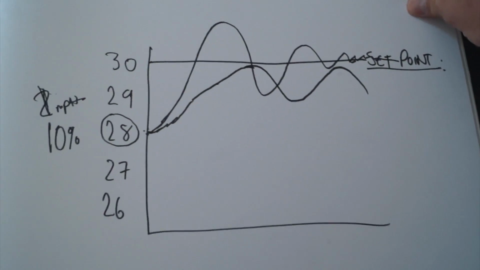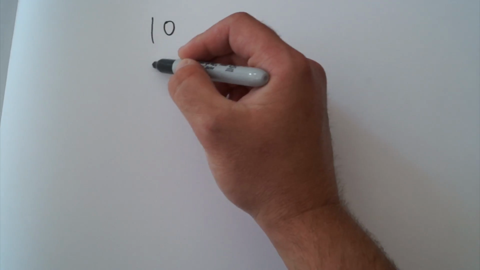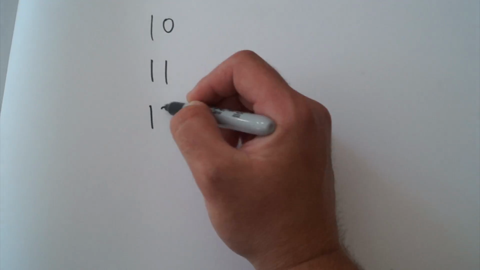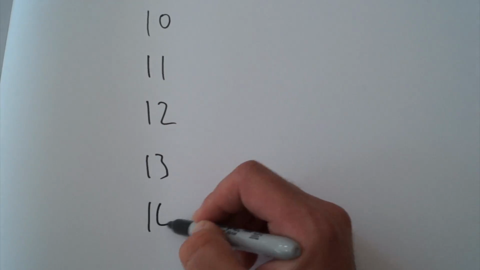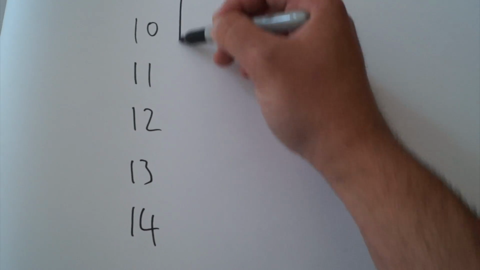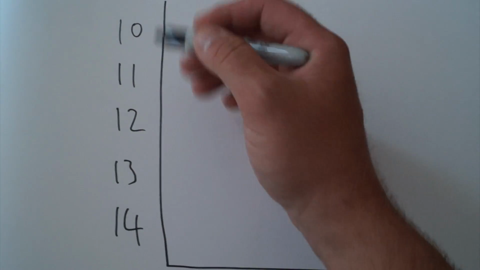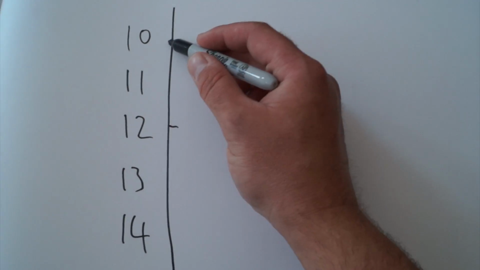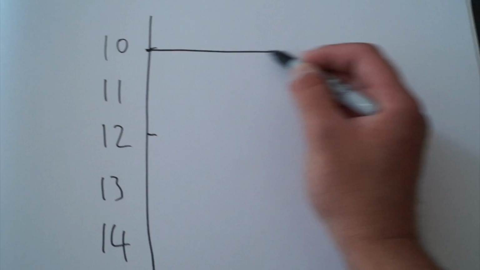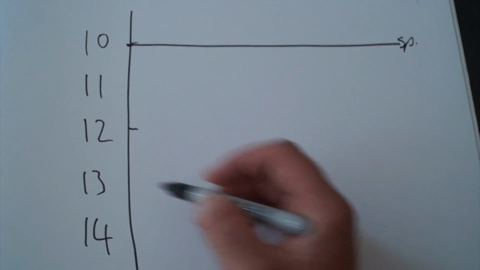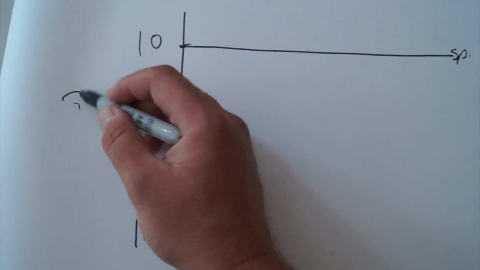Now it's the same in weight loss. If we was in weight loss, okay, and we wanted to be 10 stone, and we're 11, 12, 13, 14, this is going to be a negative gain because we're trying to lose weight. But say we're 12 stone and we want to be 10 stone. So 10 stone is the set point. We're 12 stone. We've got an error of 2.